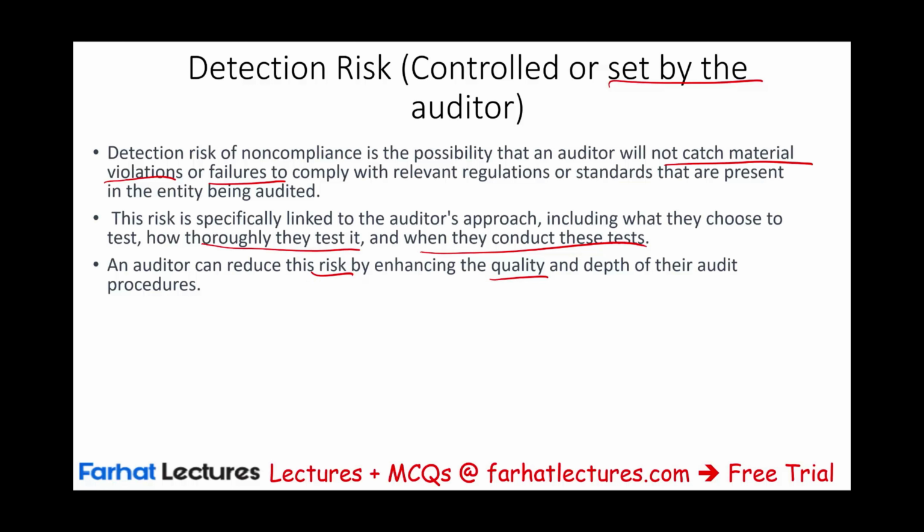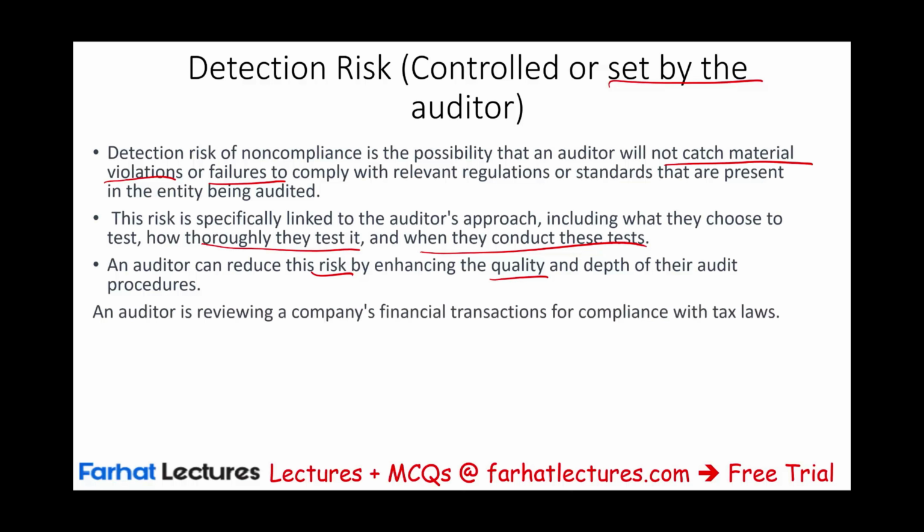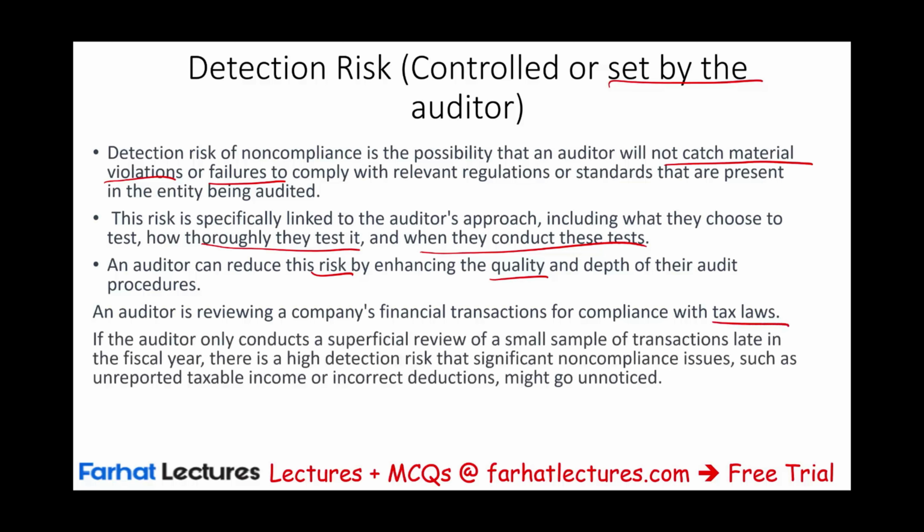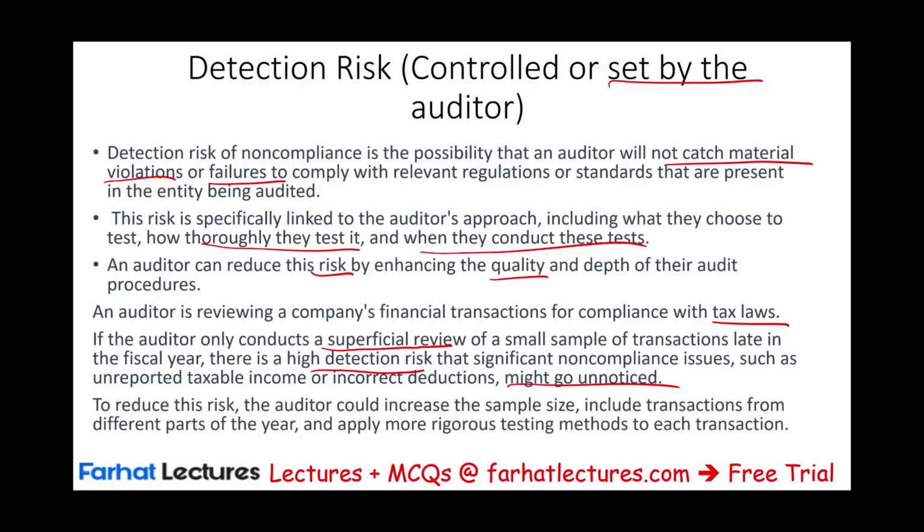So just to make it simple, for example, if an auditor is reviewing the company's financial transactions for compliance with tax laws, and the auditor only conducts a superficial review of a sample of transactions late in the fiscal year, well, there's a high detection risk that significant non-compliance, such as unreported taxable income or incorrect deductions, might go unnoticed because they did not go in depth. To reduce this risk, how do you reduce this risk?